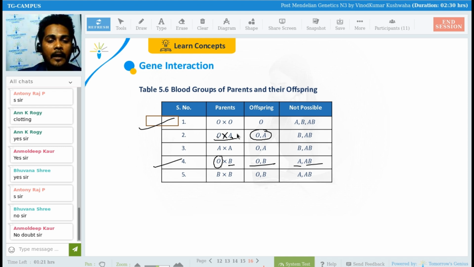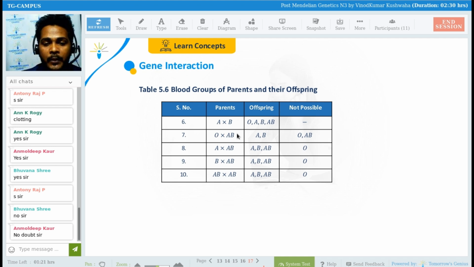Now another one. When a man homozygous for blood group A marries a woman homozygous for blood group B, that means a man with A marries a woman with blood group B, all their children will have blood group AB. You can see which condition is applied: if the man has blood group A and is going to marry a woman with blood group B, all their children have blood group AB.